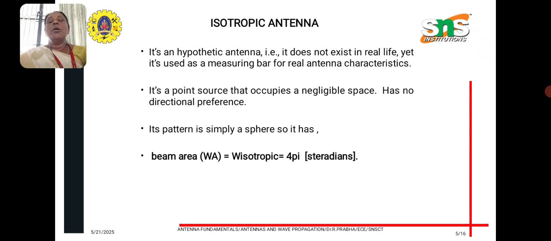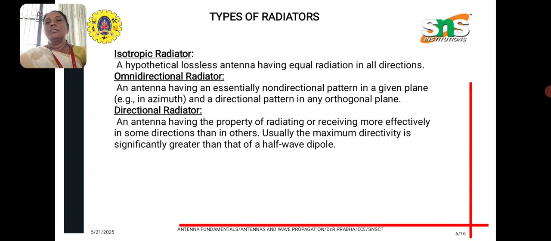It is a point source which occupies a very small space and has no directional preference. Its pattern is a sphere pattern, and it has an area of 4 pi steradians. Here the steradian is a unit which measures the radiation angle. And there are different types of radiators available. One is called the isotropic radiator, as we discussed already. It is a hypothetical lossless antenna having equal radiation in all directions.